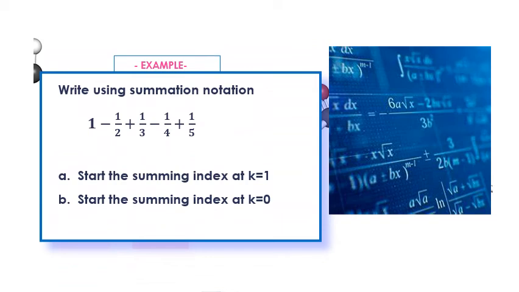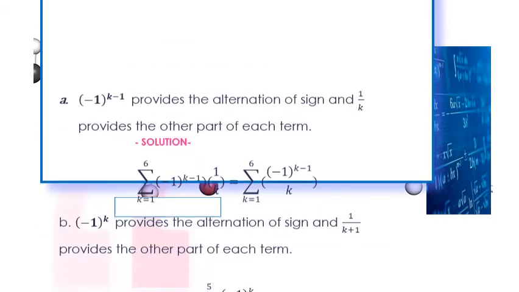Okay, another example. Write using summation notation. So, ang ginhatag niya sa aton is 1 minus 1/2 plus 1/3 minus 1/4 plus 1/5. So, take note, for this problem, ara kita liwat alternating signs. So, balikan natin anong kinahimo kung may alternating signs kita. So, we have to multiply it by the power of negative 1. And take note nga naghambal siya aton summing index should start at k is equal to 1 sa letter A. For letter B, should start at k is equal to 0.